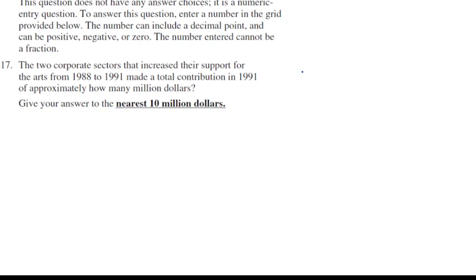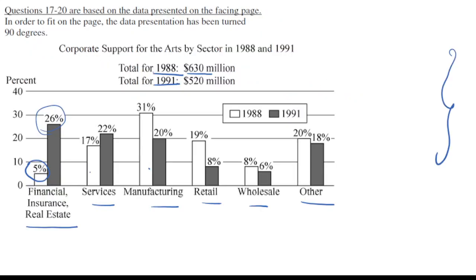So first we need to find out what are the 2 sectors that increased their contribution from 1988 to 1991, and then we need to calculate the dollar value of that increased contribution. So if we go back to the graph, we see that only 2 sectors have increased their contribution from 1988 to 1991. The first sector that increased the contribution is the financial sector, so it went from 5% to 26%. And the second is the services sector, it went from 17 to 22%.